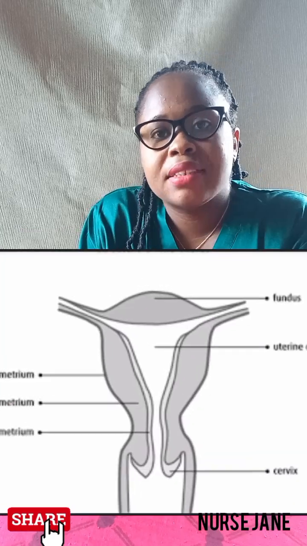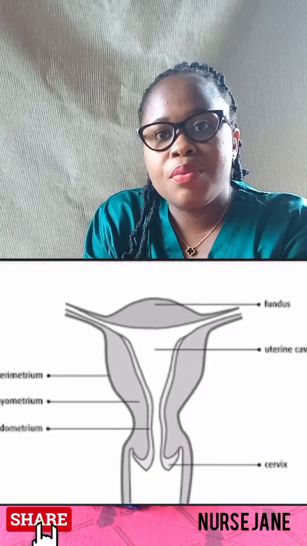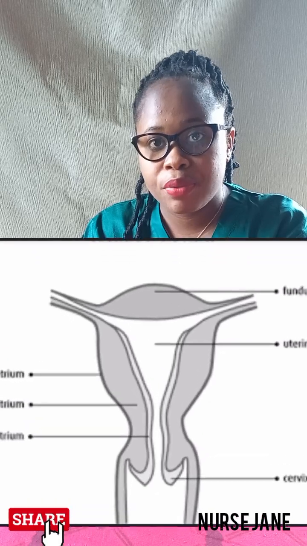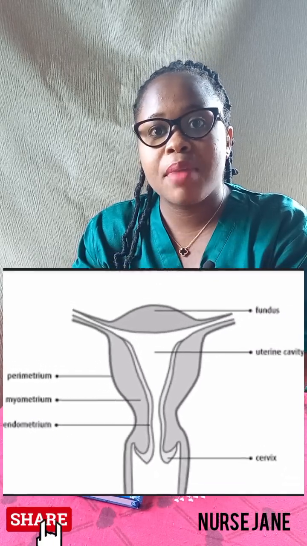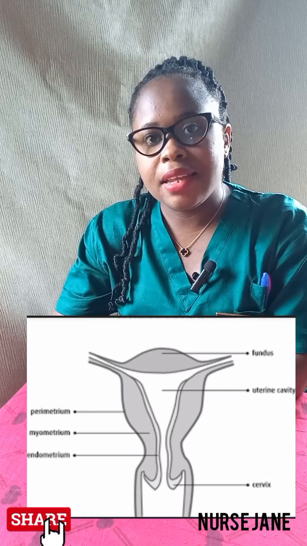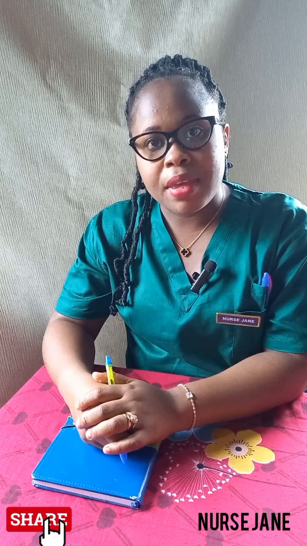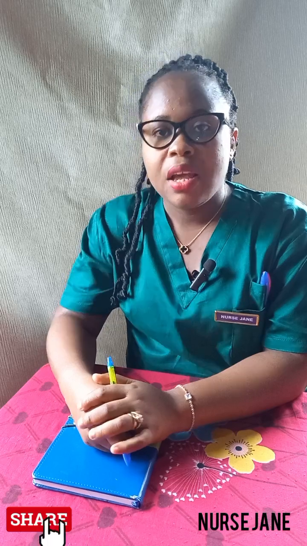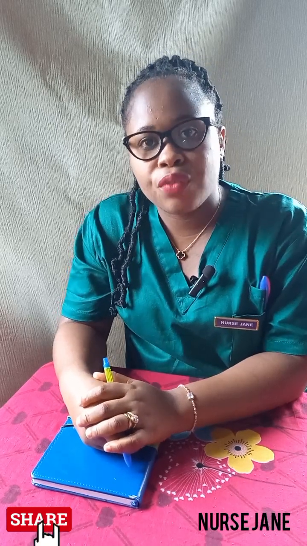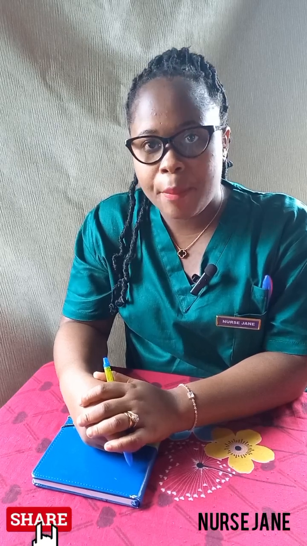The womb has three layers. The outer layer, which is known as the perimetrium, the middle layer, which is known as the myometrium, and it's also the muscle layer, and the inner layer, which is known as the endometrium, where the baby implants. And when we're talking about rupture of this uterus, it means that these walls are broken, they are torn apart.